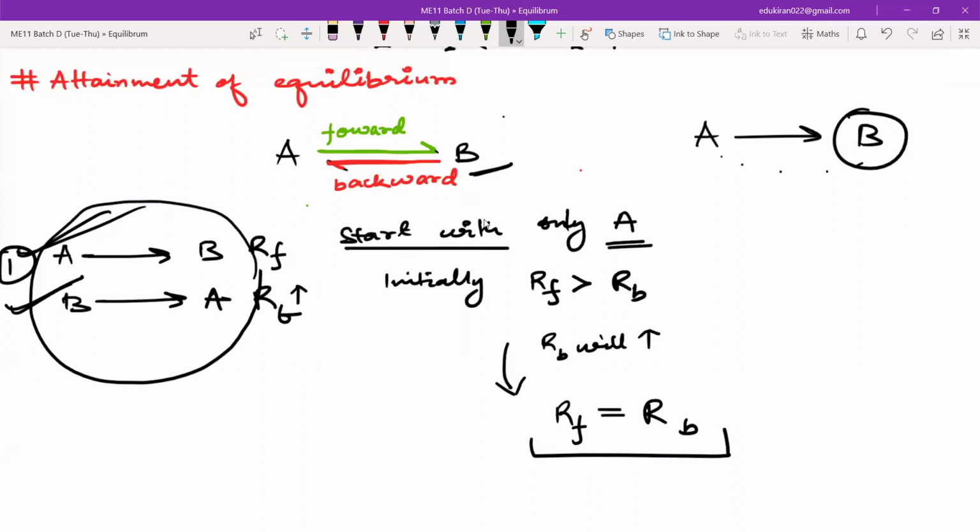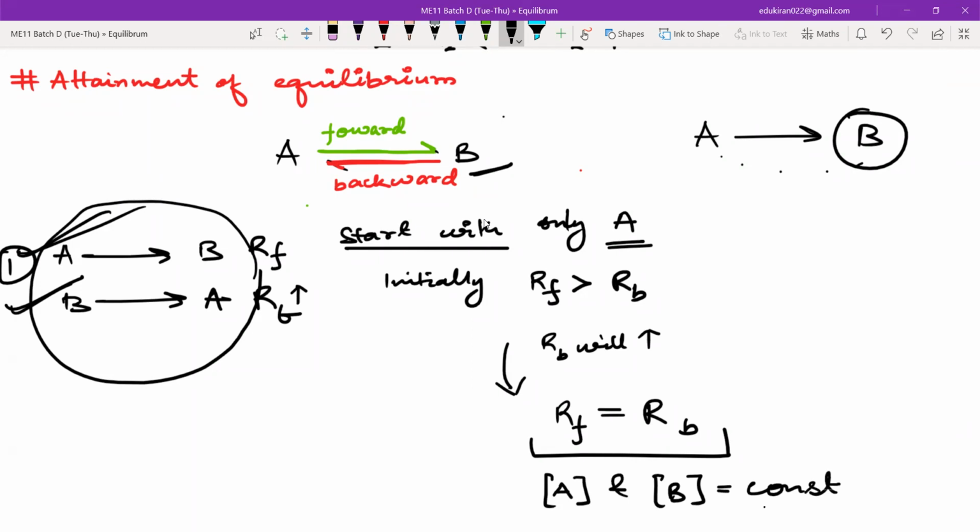Now, after this has happened, we will have some concentration of A and some concentration of B, right? And the concentrations of A and B will achieve a value which will be constant. I'm not saying that they both will be equal.